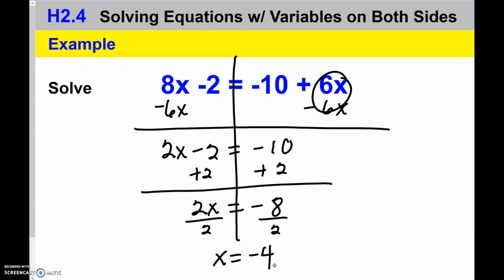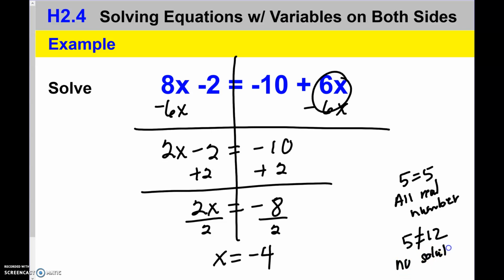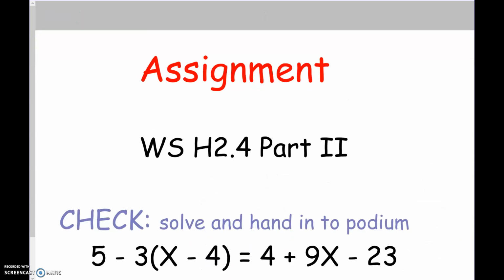Okay, so sometimes we end up with 5 equals 5. If we do, then it's all real numbers. Sometimes we end up with 5 equals 12. Well, we know that that's not true. It's a contradiction. So there are no solutions to that. And sometimes we actually come up with a letter, x equals negative 4. Okay, so we got to be paying attention for all of those situations here.